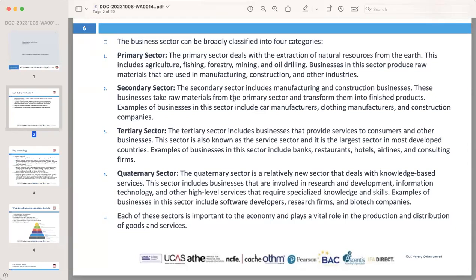So each of these sectors is important to the economy and plays a vital role in the production and distribution of goods and services. So understanding these distinct business sectors sheds light on how various types of work contribute to the intricate tapestry of economic development and trade on a global scale.